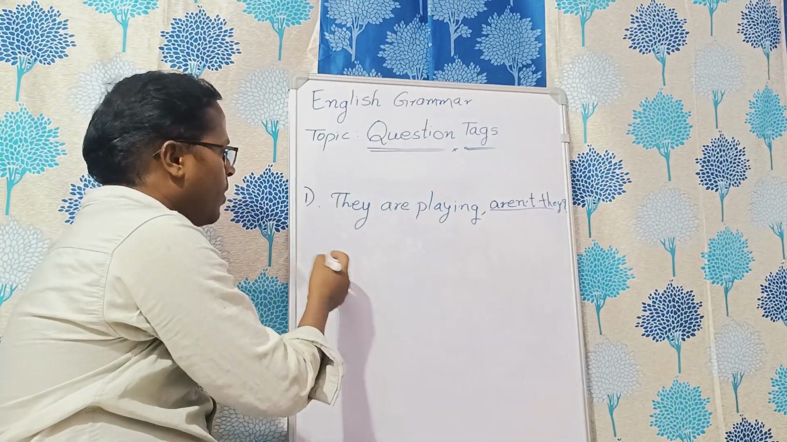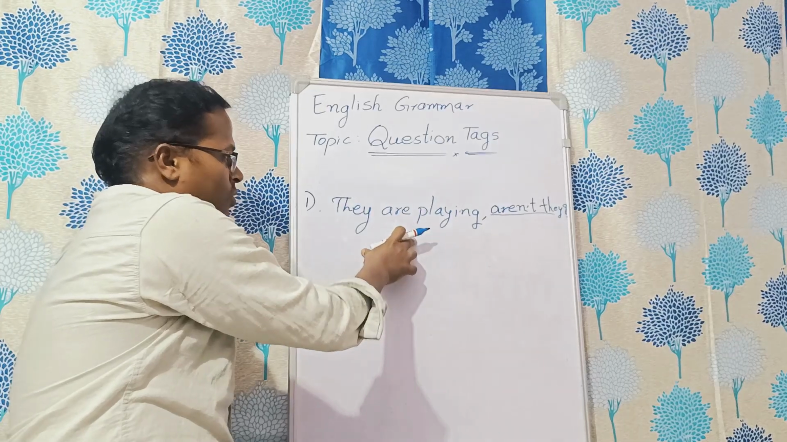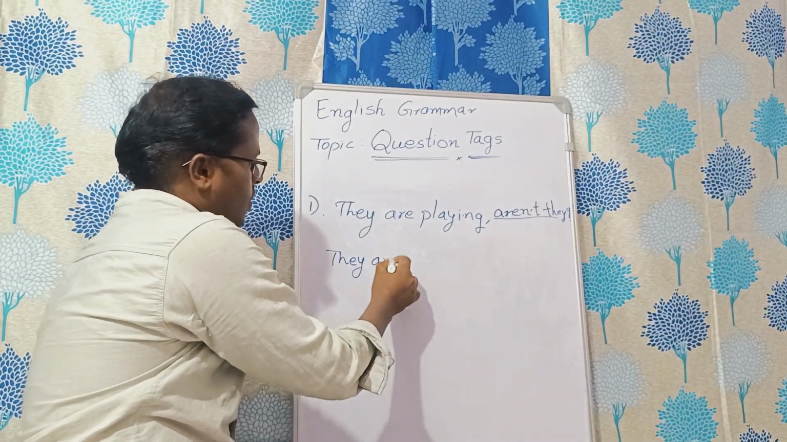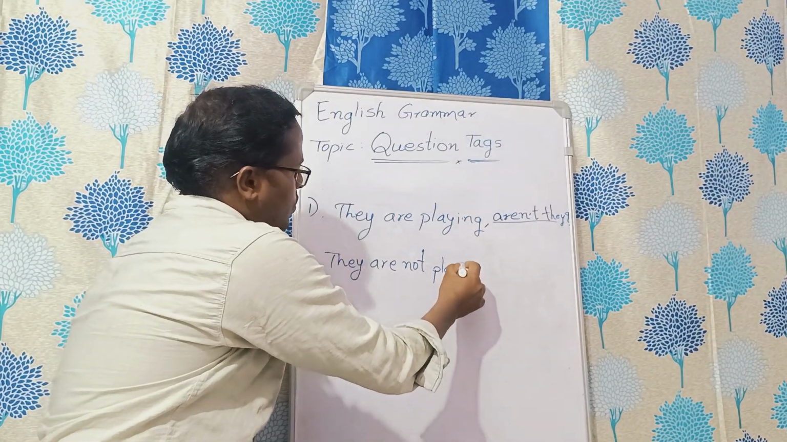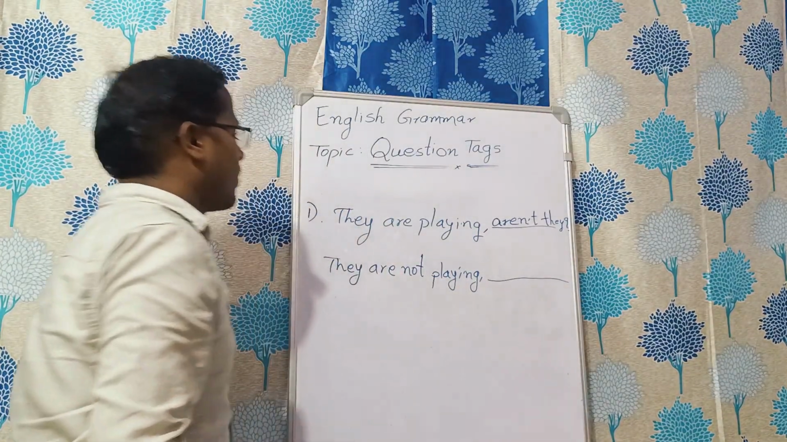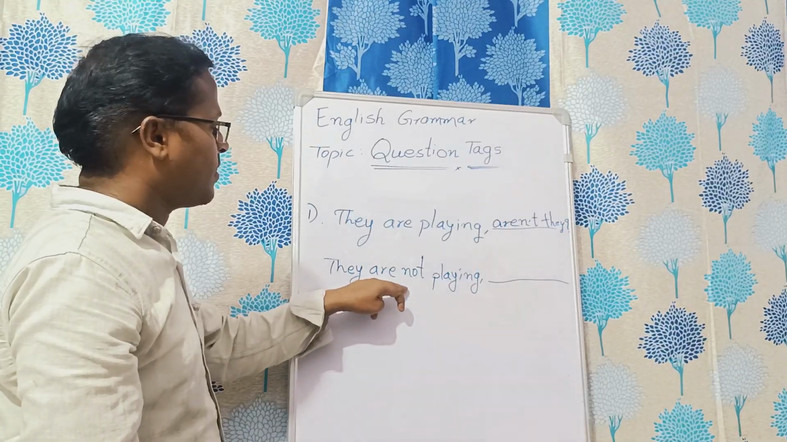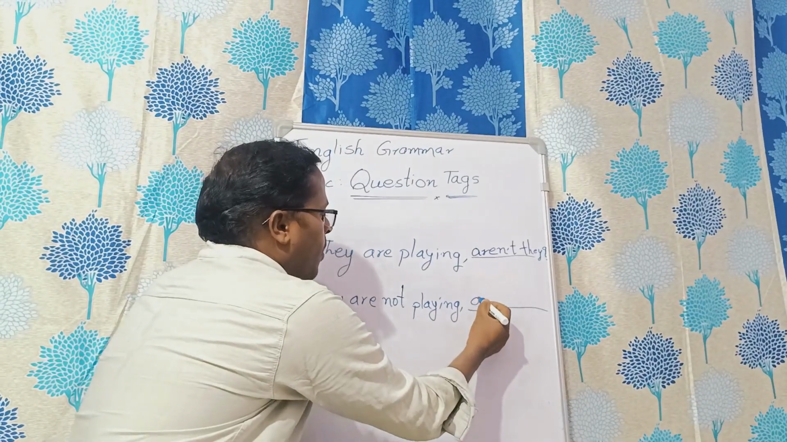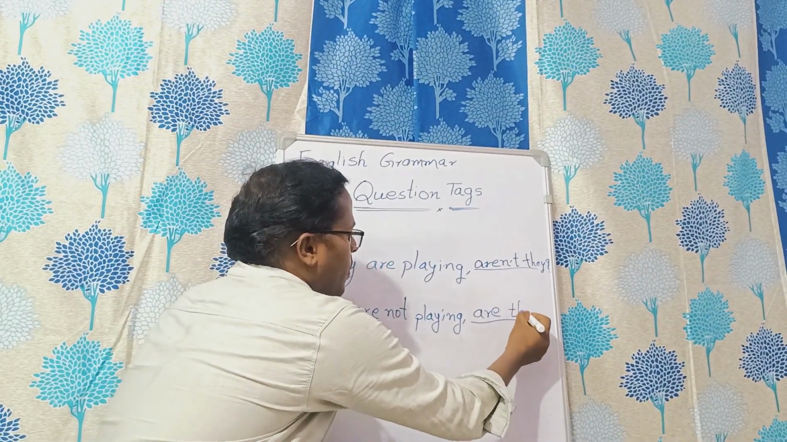For example, if I make this a negative sentence, the same sentence I am taking: "They are not playing." Add the question tag. What will be the question tag? See, the given sentence is negative. That's why we have to add a positive question tag: "are they?"